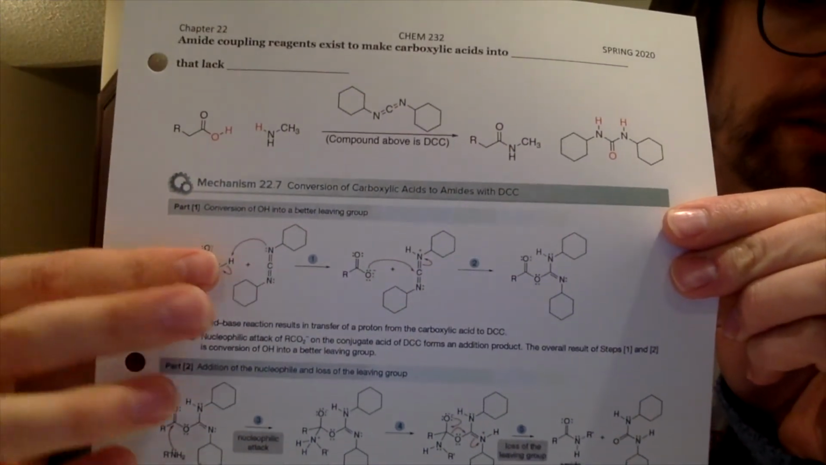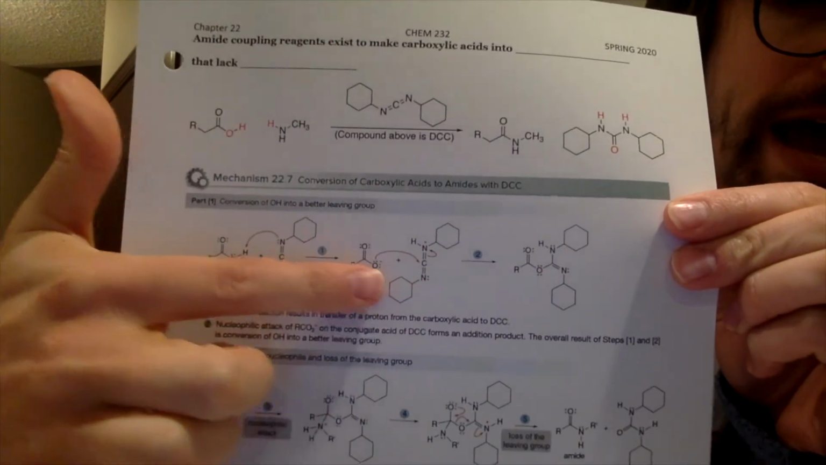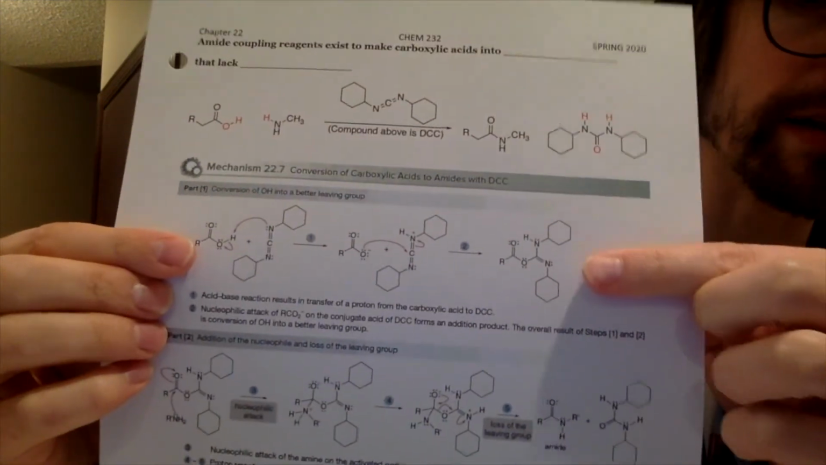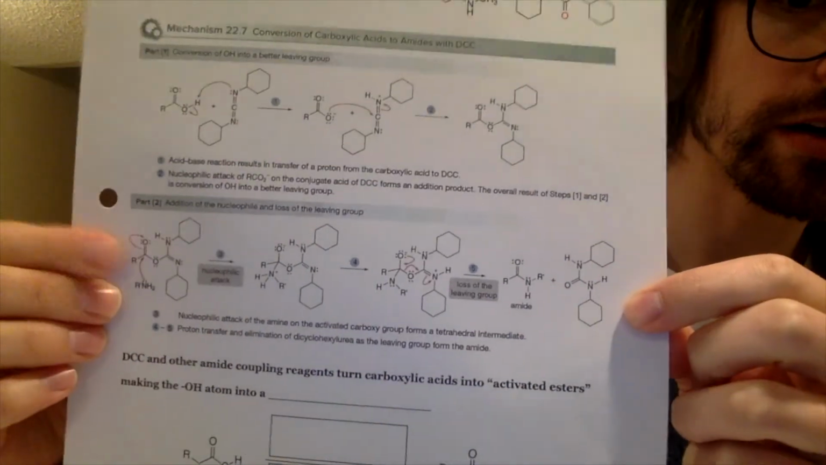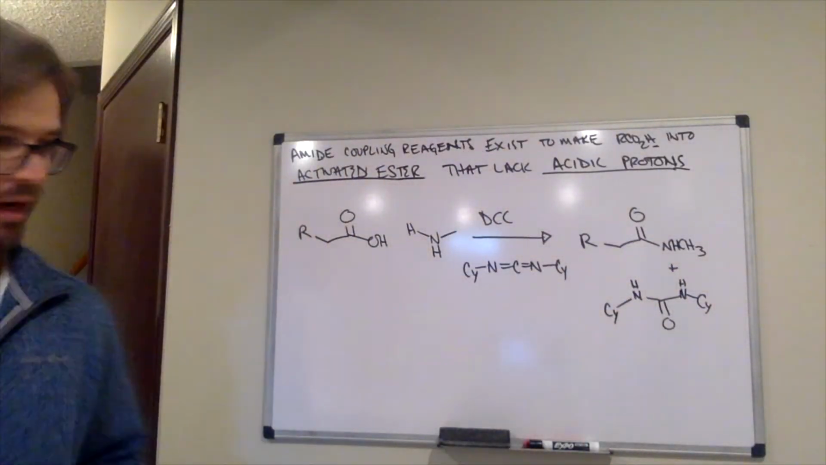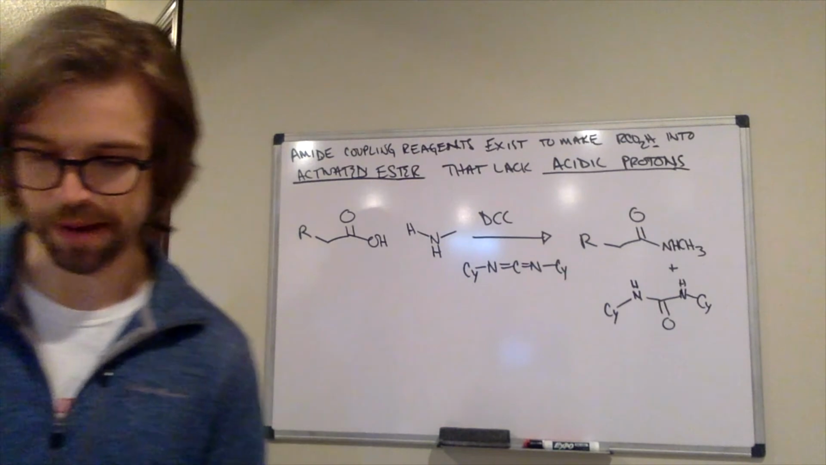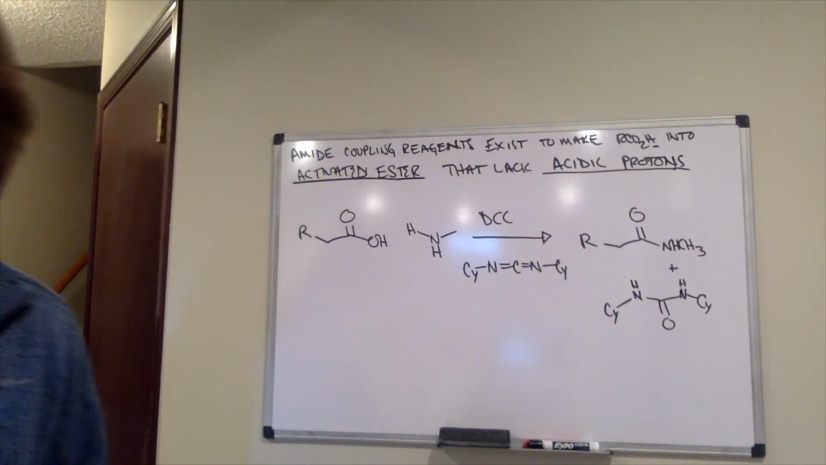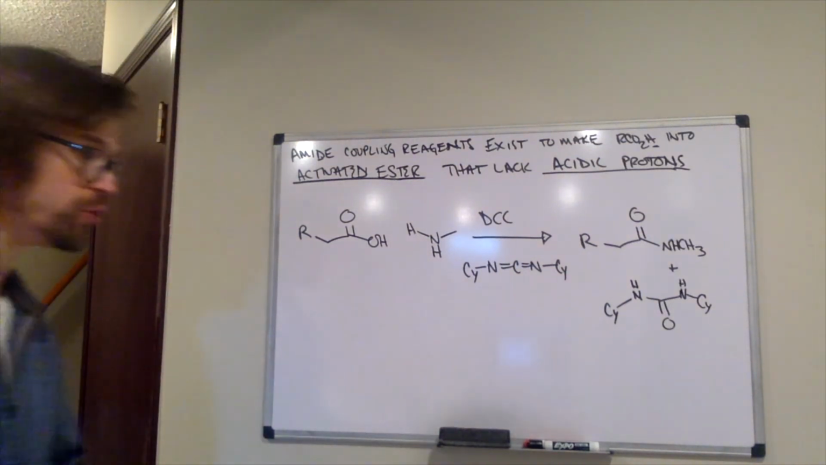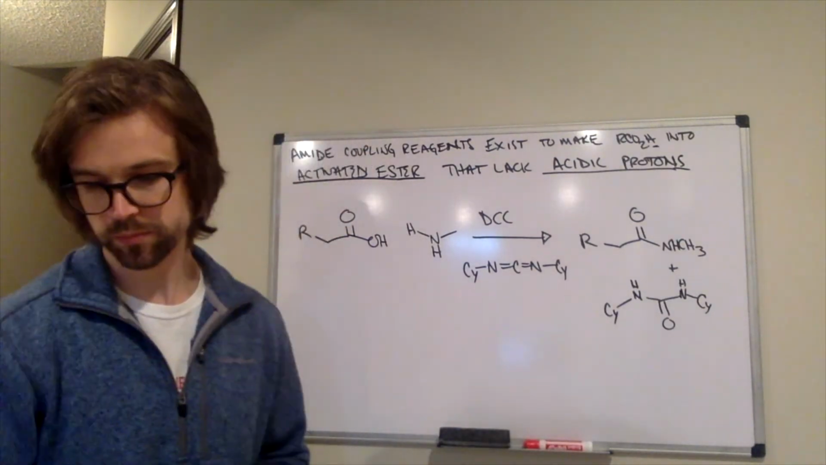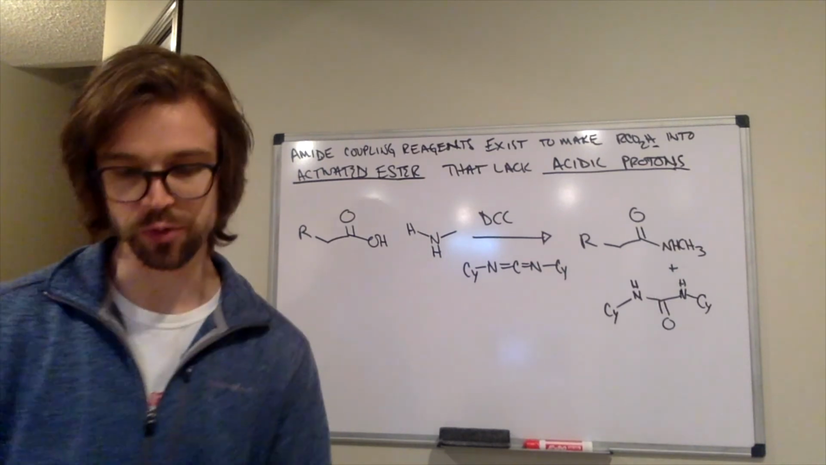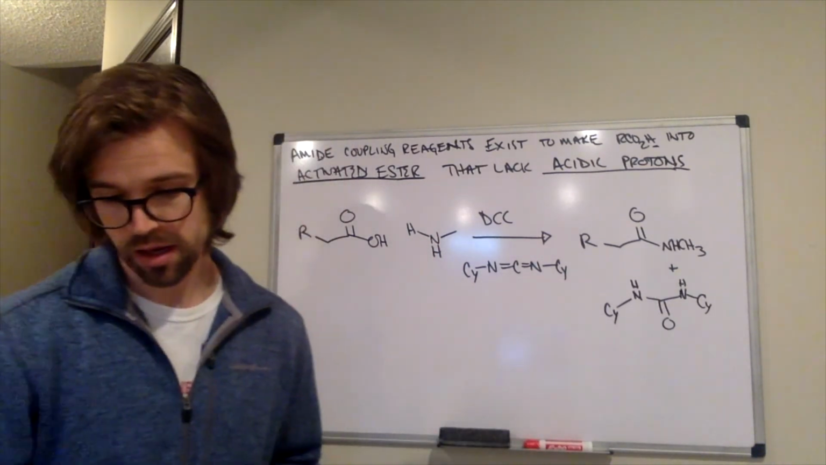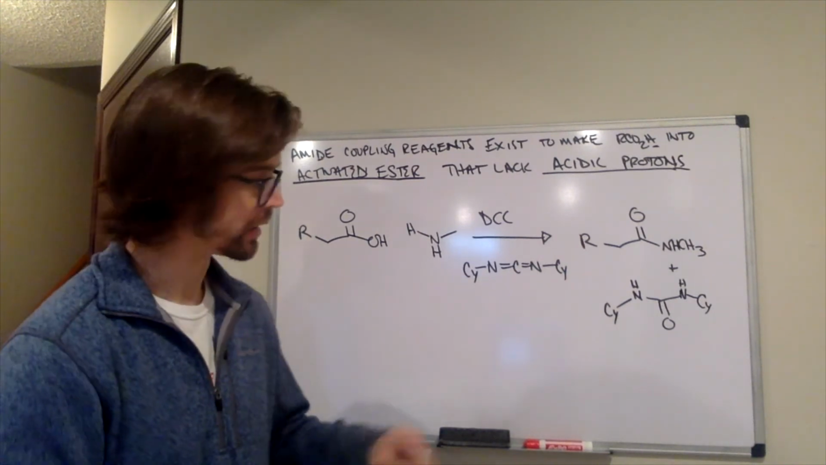So DCC deprotonates the carboxylic acid. Then that's when it is able to add to that, generating this as the activated ester, which the amine right here is then able to add to. So you can walk through the mechanism yourself. It'll probably help you understand why things are happening the way they are. That's straight from your textbook, mechanism 22.7. So DCC and other amide coupling reagents turn OH groups into activated esters, making the OH into a good leaving group.